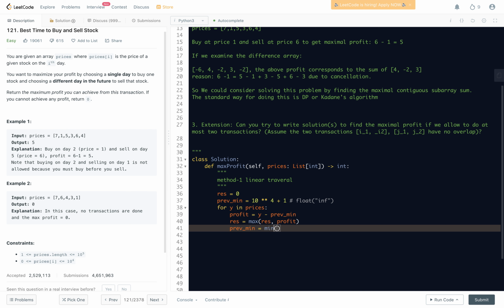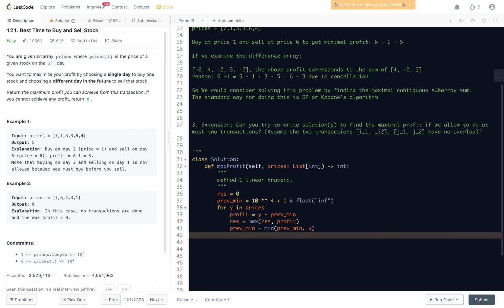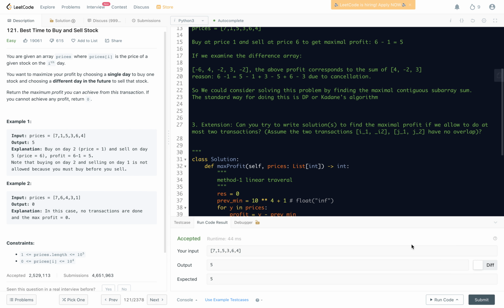So this will be the update for this variable, previous min. It will be the minimum of previous min and the current price, y. With that said, we are ready to return the result. So that's the solution corresponding to method 1. Let's look at the test. Yeah, it passes example 1.